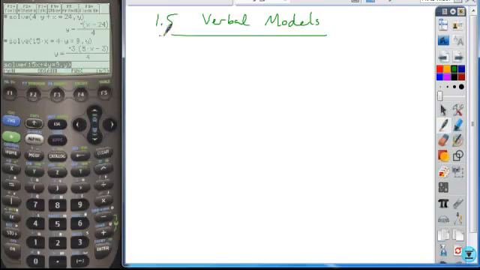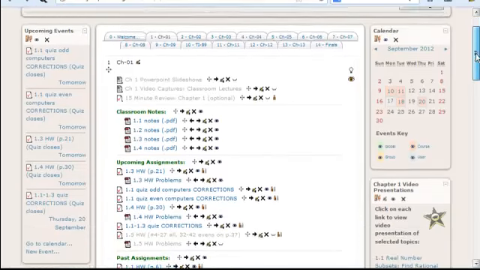All right, so 1.5, the verbal models. Actually, one more quick thing that I wanted to talk about.